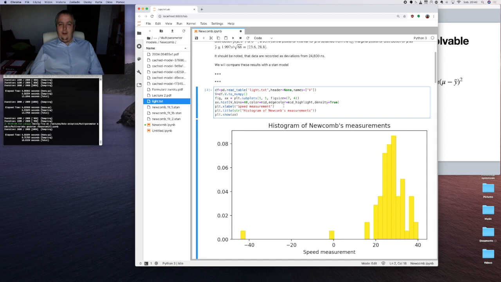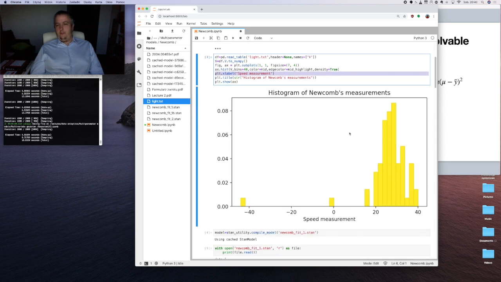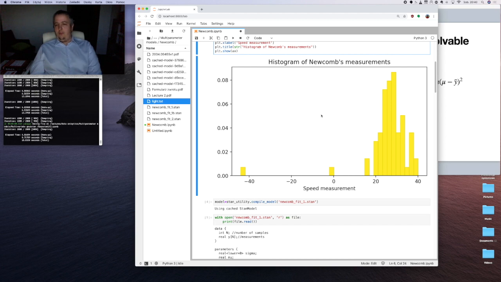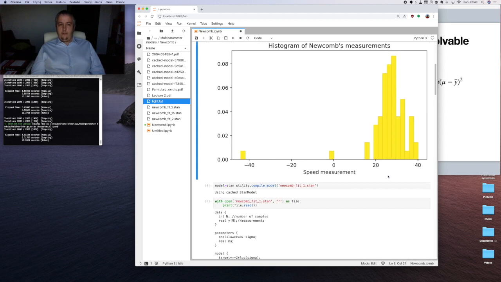And what we'll be doing here is just making a histogram. This histogram could be a bit prettier, but let's not focus on that too much. The histogram of Newcomb measurements is interesting because we have two very low measurements, and the rest of them are kind of normally distributed. We start by assuming a normal model, and then we will see what's going on.